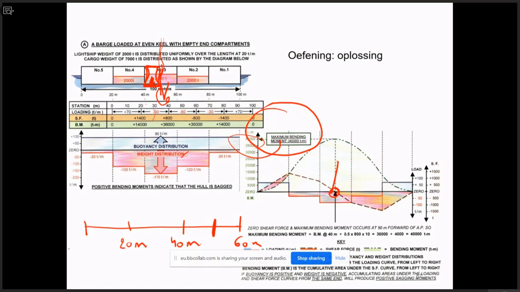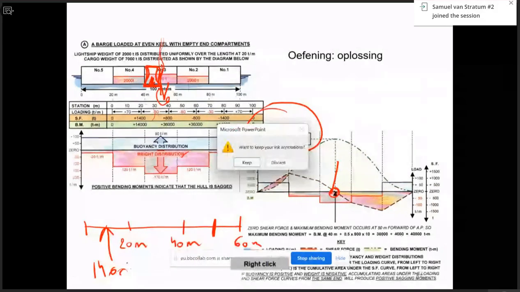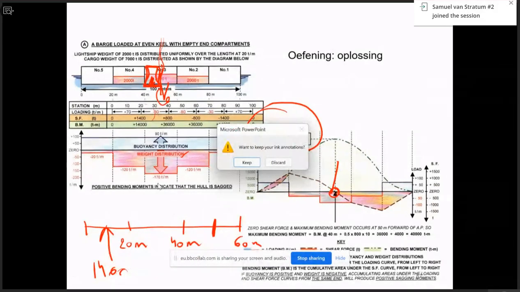So what did we calculate before? What was here the resultant force? I do not recall by heart. I think it was 1,400 ton. Correct?